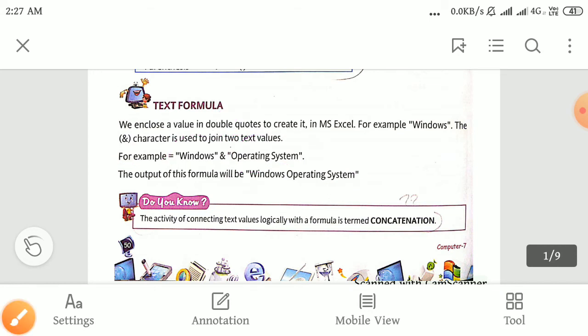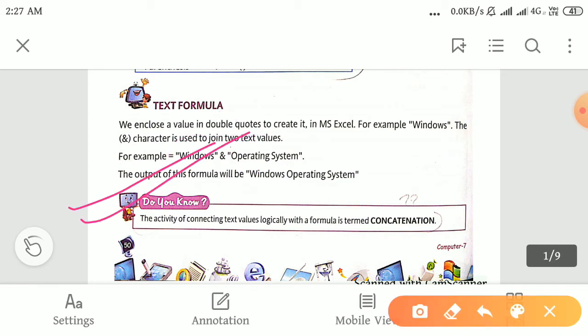Now see over here, this one is very important. The activity of connecting text values logically with a formula is termed as concatenation. Now this overall thing that we are adding to each other is known as concatenation. So actually we are concatenating two strings. Fine. So it means what? We are concatenating two strings together.